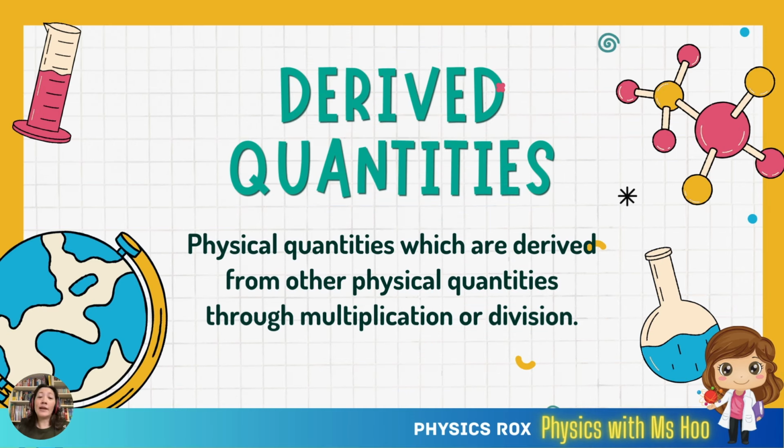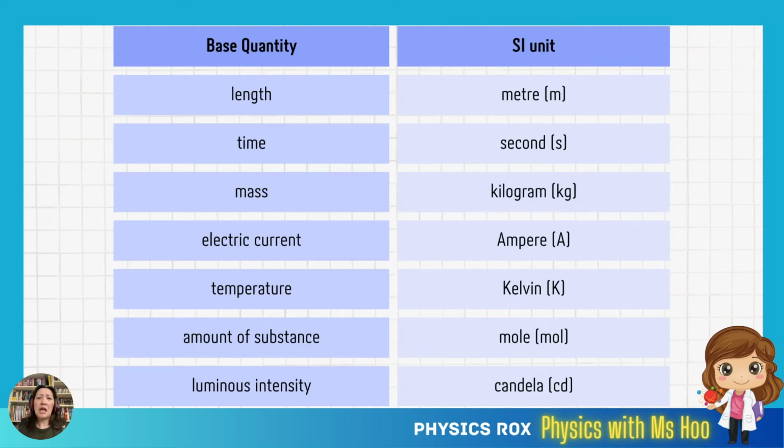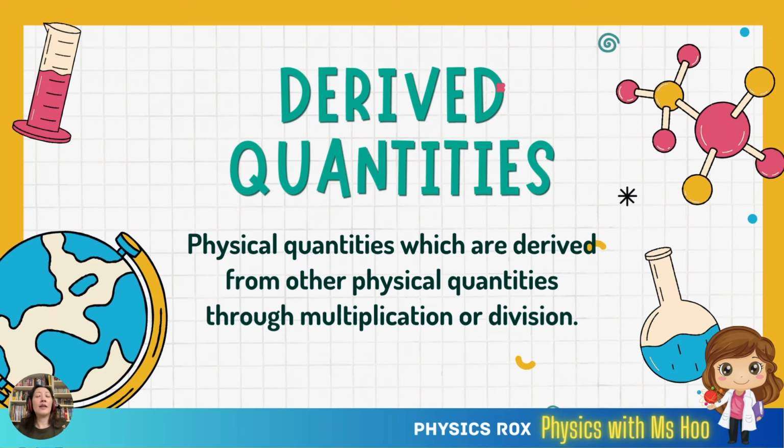Derived quantities, on the other hand, are physical quantities which are derived from other physical quantities through multiplication or division, or even a combination of multiplication and division. So by now we know there are thousands and thousands of physical quantities that exist in this world. If there are only 7 base quantities, that means all other physical quantities are derived quantities. So the difference here between base and derived quantities is that base quantities are the basic of the basic. Derived quantities can be derived from other base quantities or even other derived quantities.